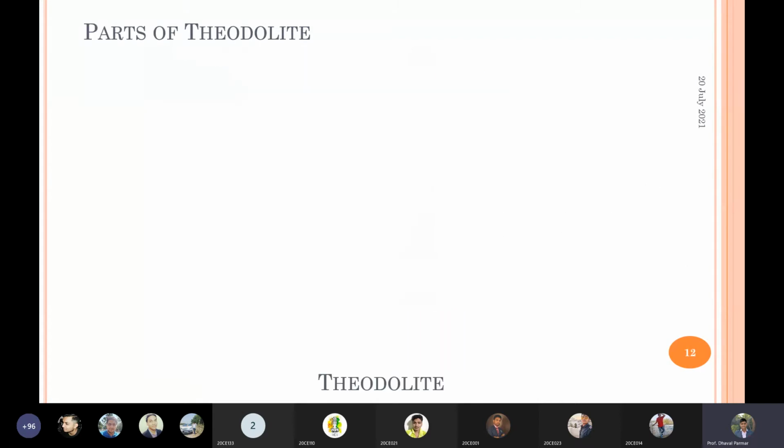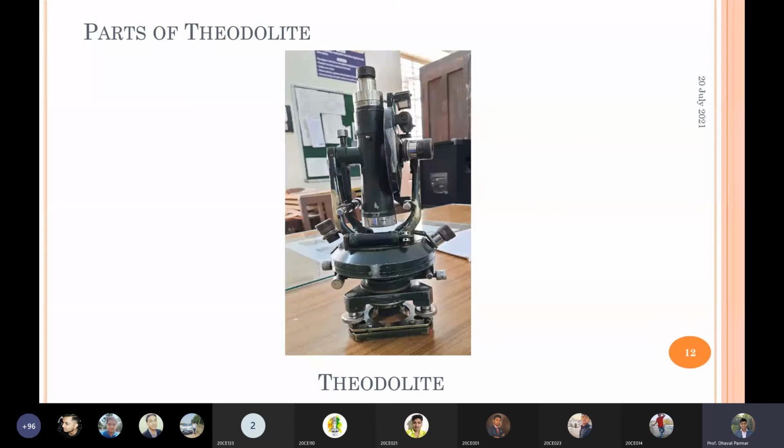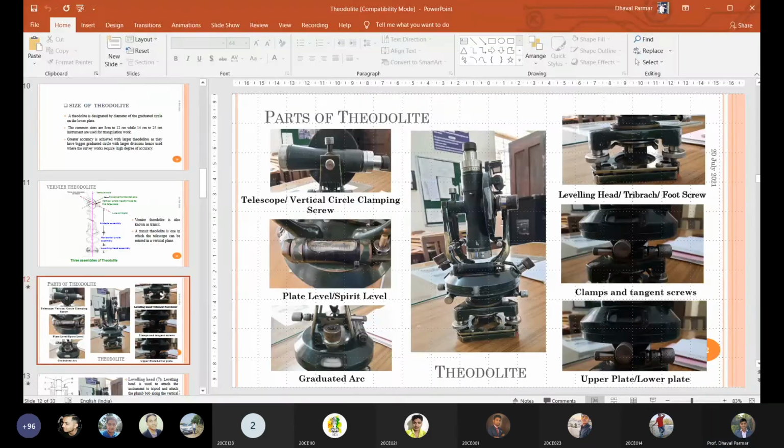Slide by slide. So first, the parts of the theodolite. Can anyone tell me which are the parts of the theodolite? If you know or remember, because the parts of the theodolite were already covered in our second semester subject, Basic Civil Engineering. Can anyone tell me, please, the parts of the theodolite? Those who presented on the theodolite can tell the parts of the theodolite.